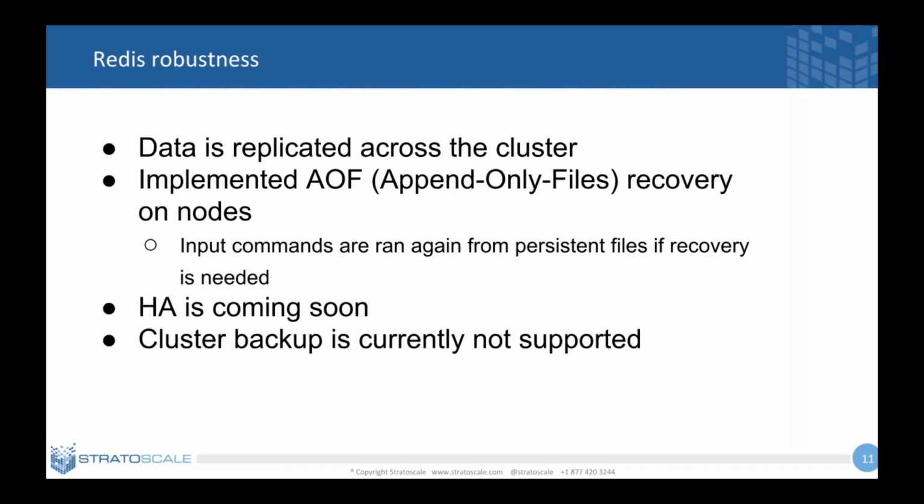That means we store all the input commands, and even if a node just fails instantly, that file is always consistent, and if it's not consistent, it's very easy to recover. So we can easily recover a lost node in the cluster and so on. Based on that, we have HA coming very soon. And right now, cluster backup is not supported, but we are working on it, so expect that in the roadmap soon.